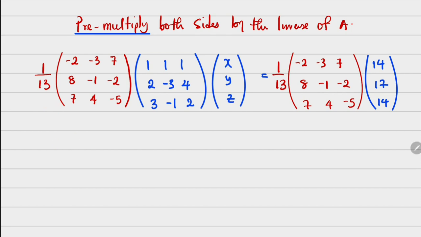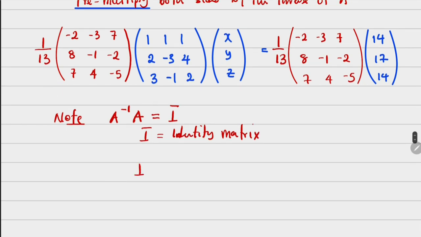You have to note the fact that when an inverse of A multiplies A, the answer is I. And I is an identity matrix, okay? Now, what do you mean by identity matrix? This is a 3 by 3 square matrix. So the identity matrix is actually going to be 1 0 0, 0 1 0, then 0 0 1.